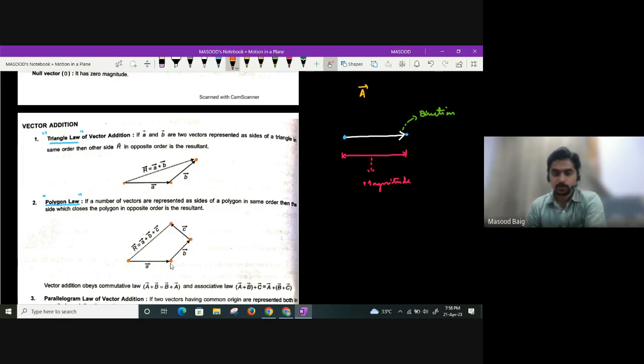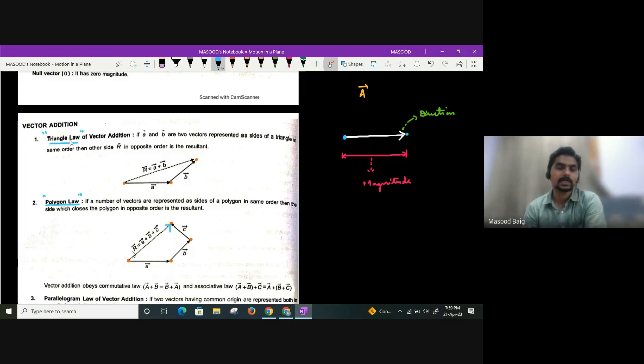So if n vectors are represented by n sides of an open polygon taken in same sense, you see, tail to head, tail to head, tail to head. But if you look at the resultant, how is the resultant taken? It is taken from head to tail, and it is represented by the closing side. So if n vectors are represented by n sides of an open polygon taken in same sense, the resultant of those vectors will be represented by the closing side taken in opposite sense. Clear, all of you?